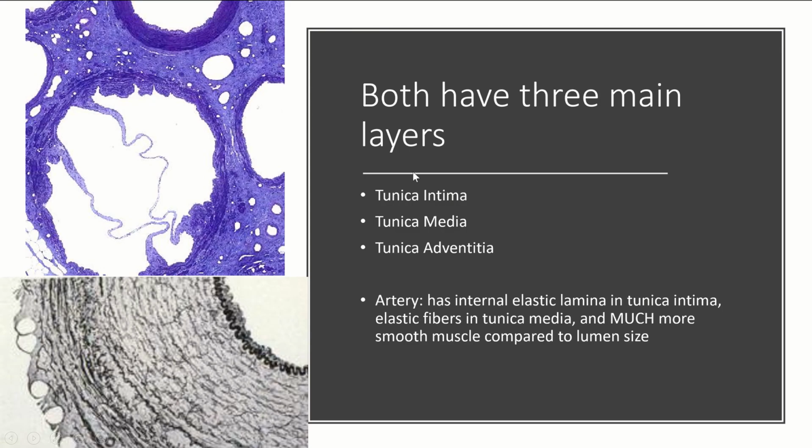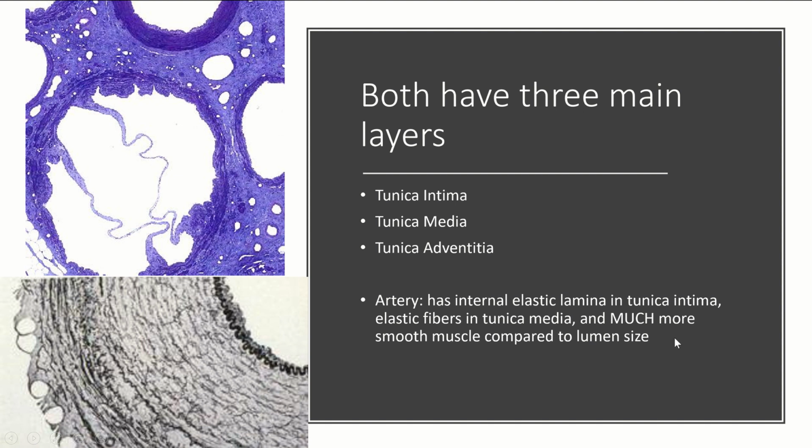Okay, so both of them have these 3 main layers. Tunica intima would be right here, that innermost layer of this vein. Tunica media is right here, right? Tunica media on this vein would be right here. Tunica adventitia is the connective tissue that anchors it down to the tissues around it, so that outermost part, okay? And then the artery has kind of extra stuff, right?